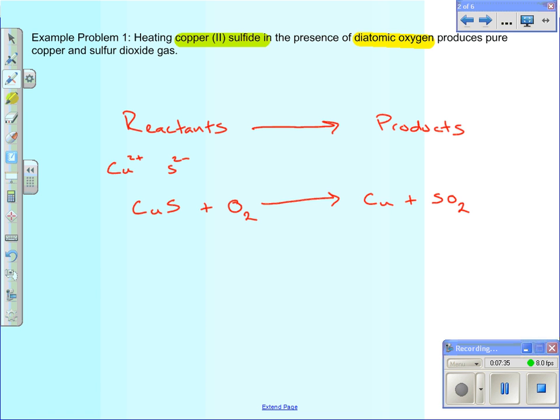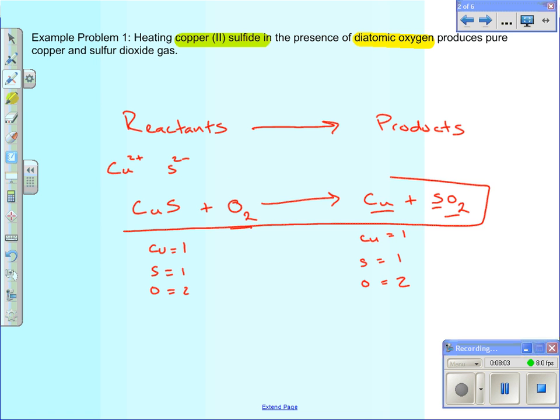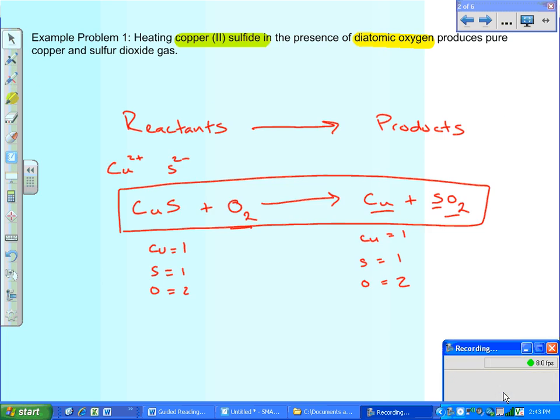Let's check real quick if it's balanced or not. Copper, sulfur, and oxygen are the ones we're paying attention to. 1 copper to begin with, 1 sulfur, 2 oxygens. 1 copper, 1 sulfur, 2 oxygens. Hey, how about that? That one's a piece of cake. It's already balanced for us. So in this case, a rare instance, the skeleton equation that we start with is in fact already balanced.